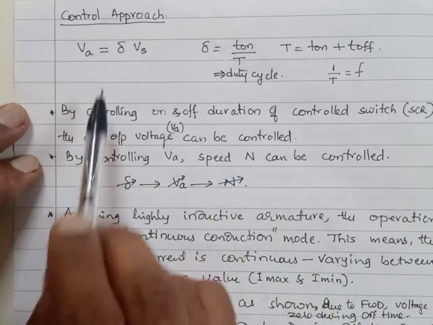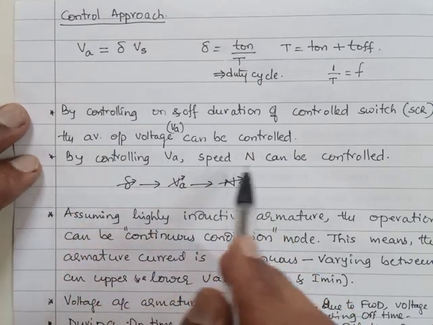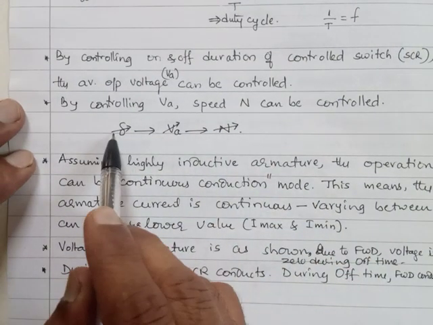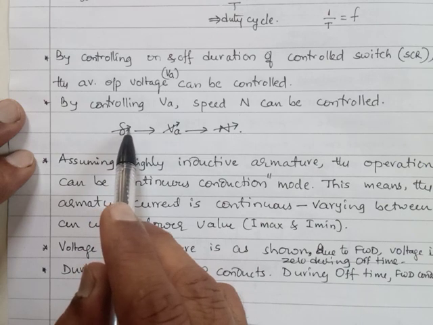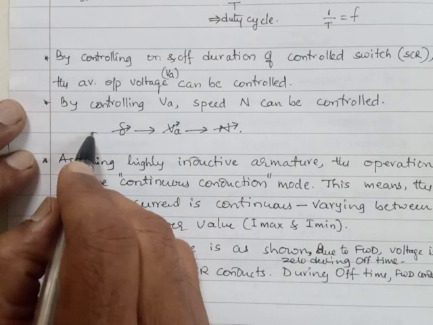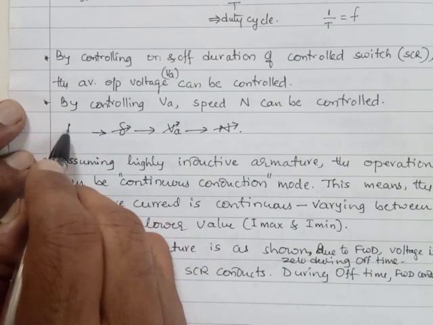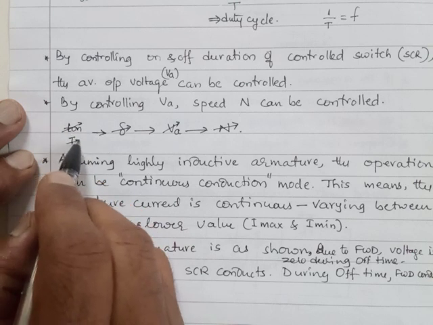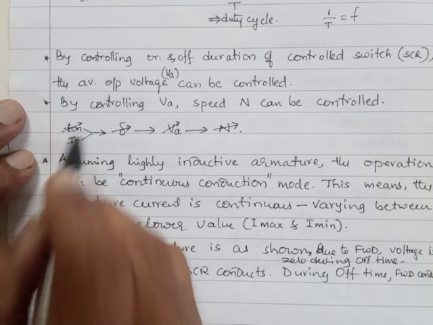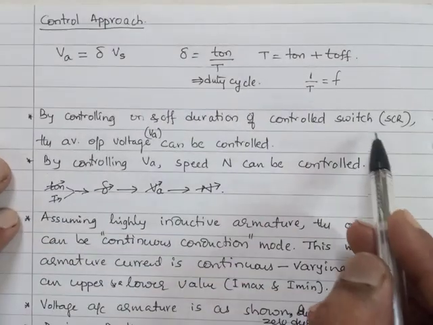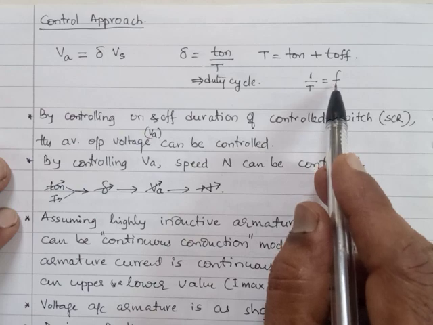And this VA, which decides N, results in change in N also. What does that mean? When I change delta, VA will change, N will change. And this delta itself will change either by changing T on or by changing T. Both by these two possibilities. Changing T is actually changing the switching frequency.